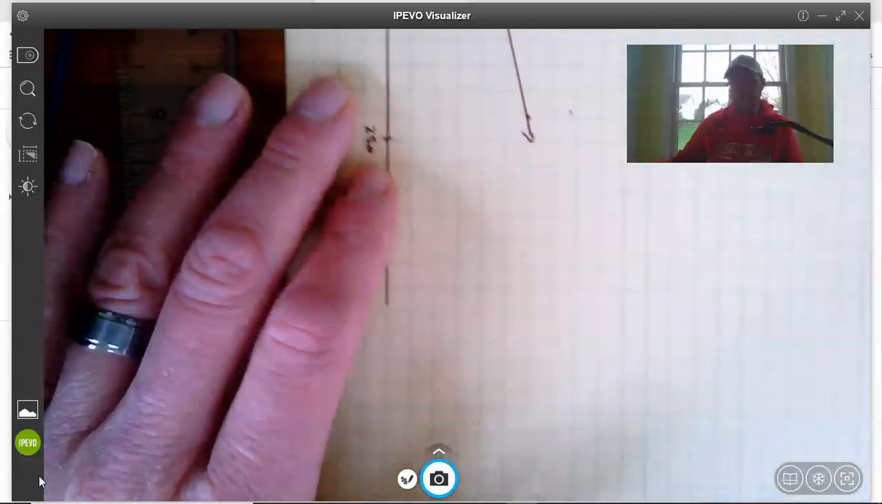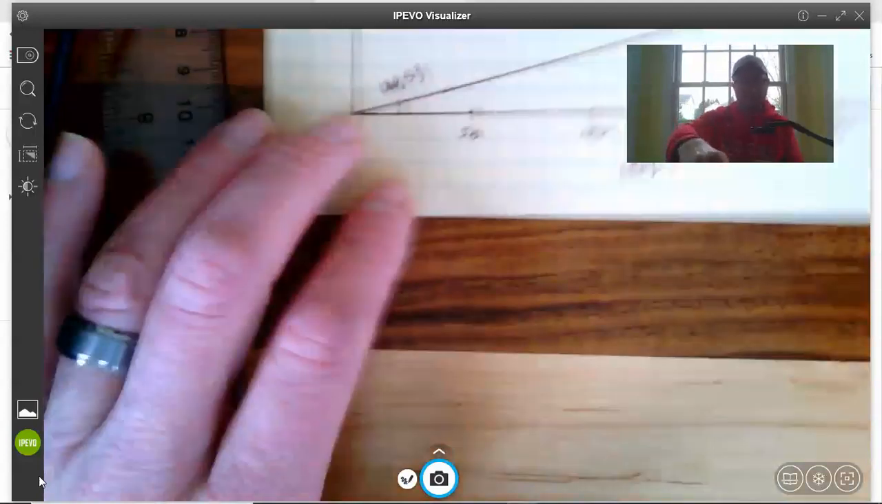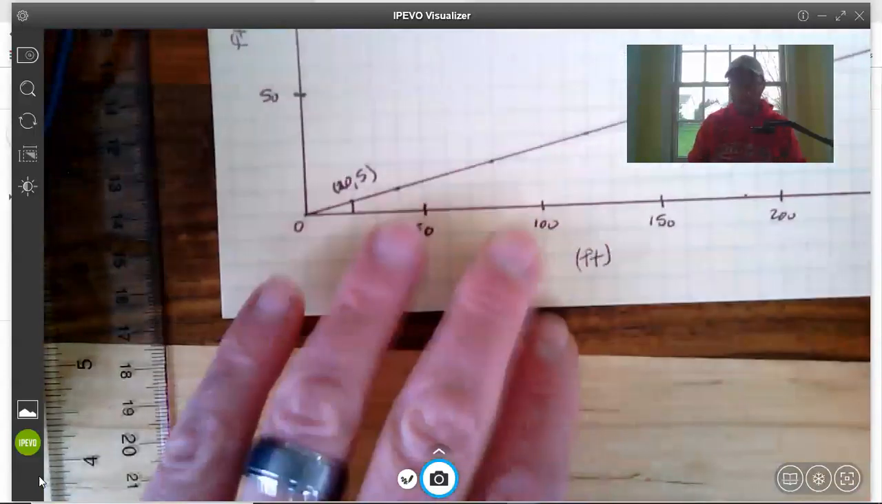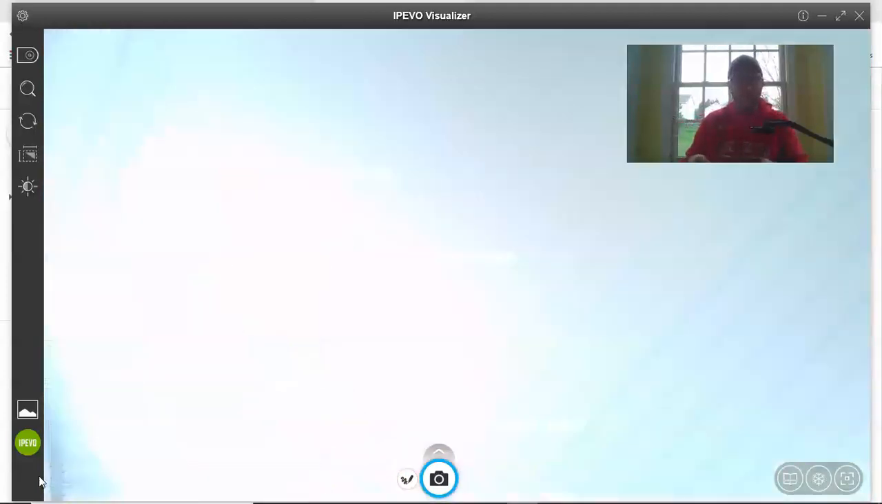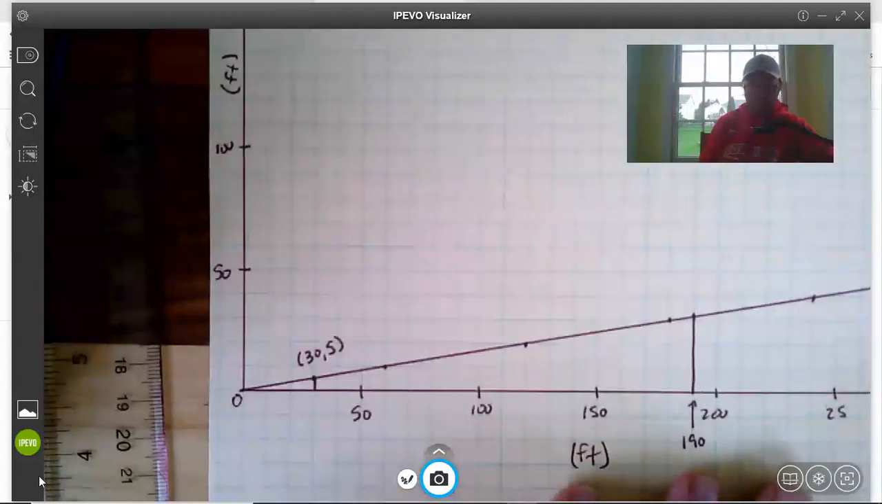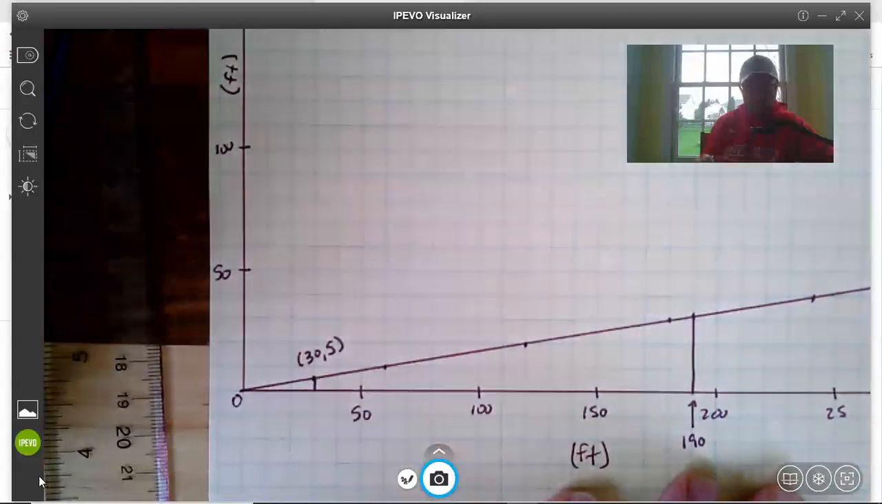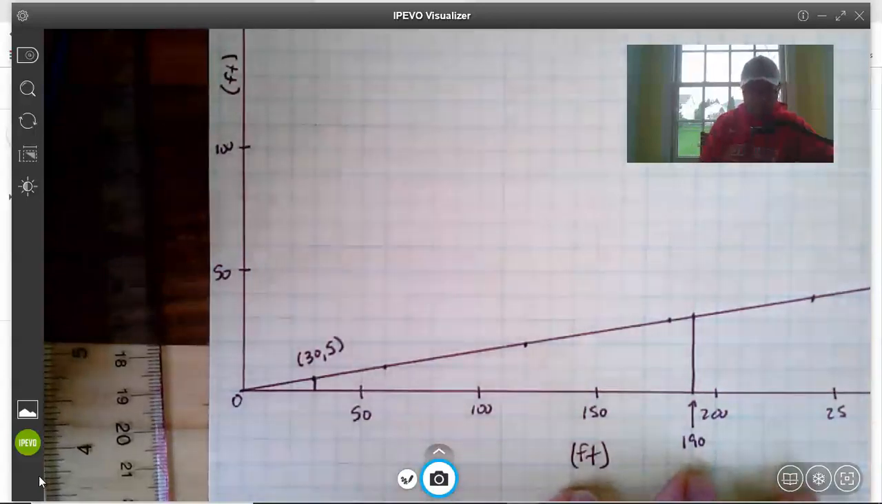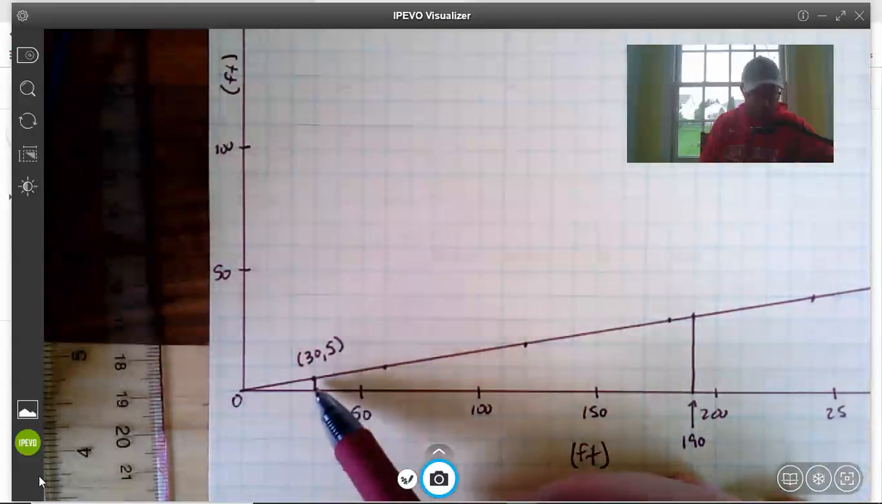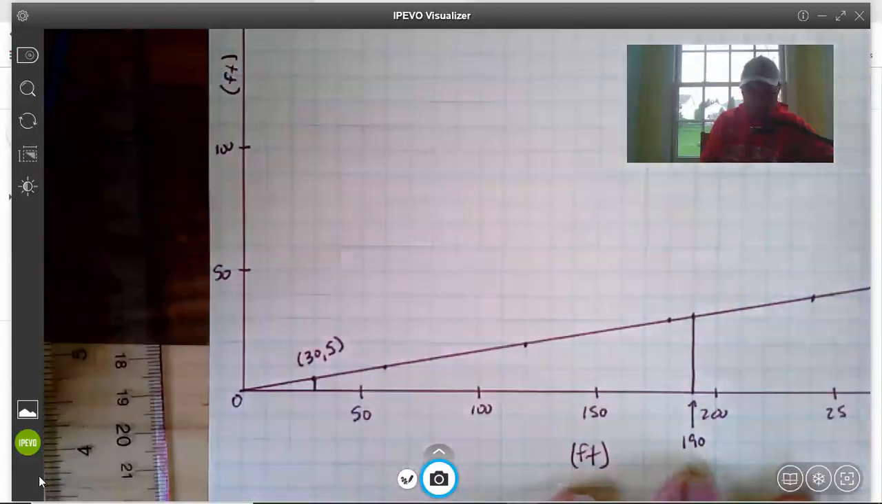Next, we have the shadows problem. So let's see here. Trying to find out how tall the street light is. So the equation here is, the slope would be 5 over 30. Y equals 5 over 30 x.